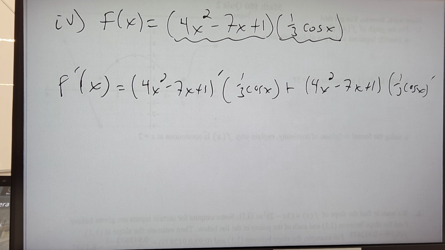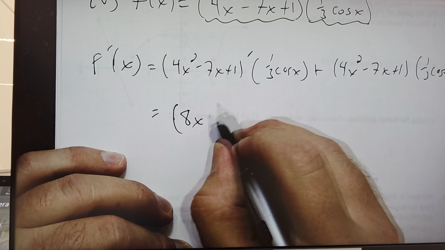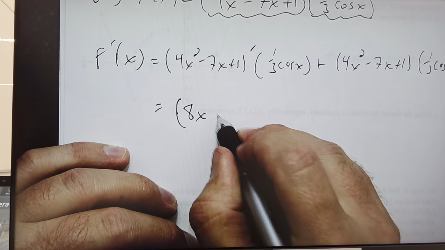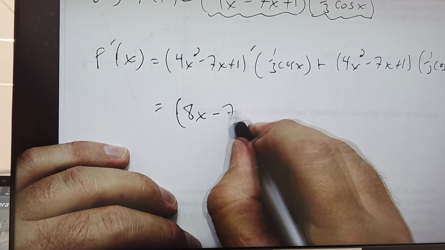What's the derivative of 4x squared? That's my very next thing I'm caring about. 8x. What's the derivative of negative 7x? Negative 7. What's the derivative of 1? 0. Good.